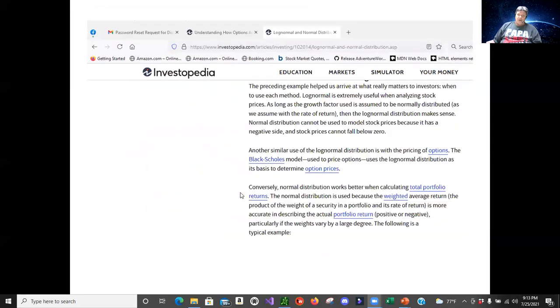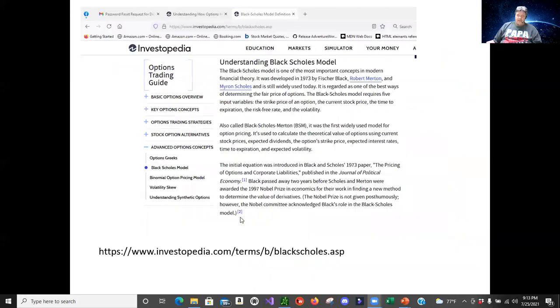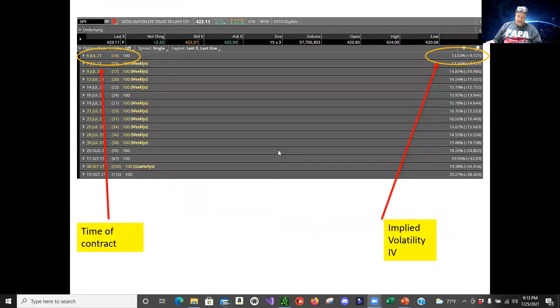Okay, and there's some more work when we talk about the equations. Regardless, one of the best ways to determine the price. We can go on and on and on.